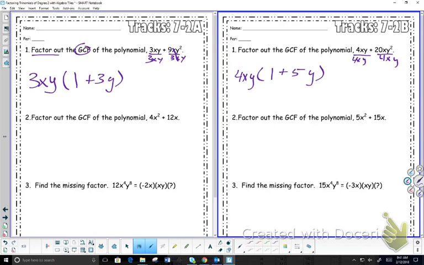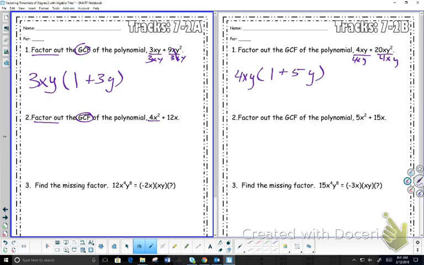Same thing, we're going to factor out the GCF. So I'm looking for the biggest thing that these have in common. They both have a 4 in them, and they both have one x in them. So 4x would be my GCF, and then when I divide 4x squared by 4x, I would be left with x, and when I take 12 divided by 4 is 3, x divided by x is 1.